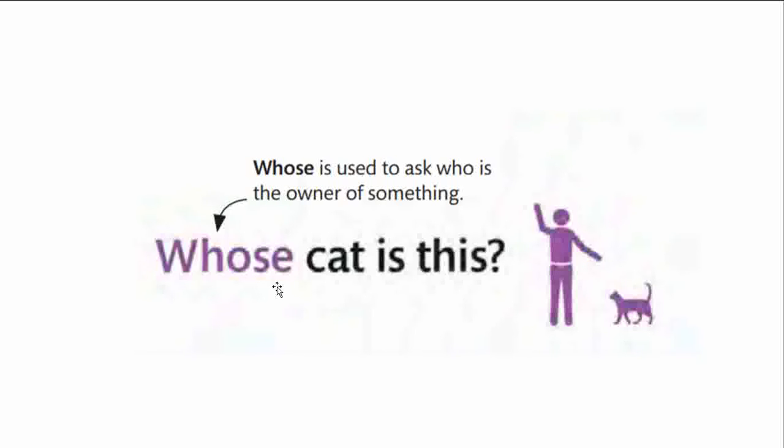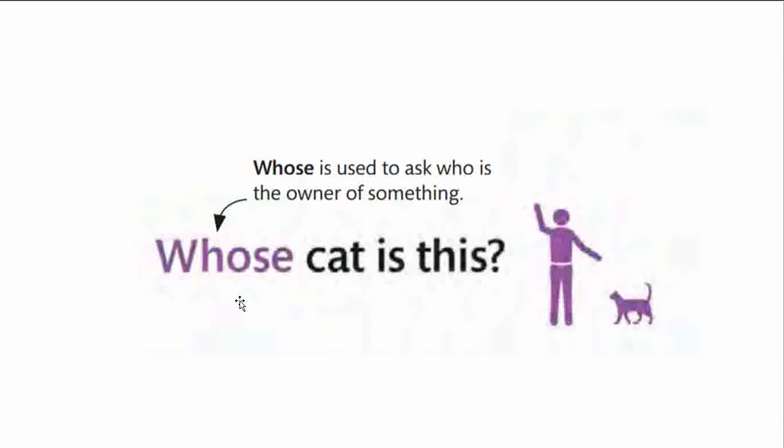The last one, which was given on the chart in the beginning, was whose. Whose is used to ask who is the owner of something. It is a possessive pronoun. Question tag, possessive pronoun. Whose cat is that? To whom does it belong? Whose is it? Whose coat is this? Whose bag is this? Whose. That means to whom does it belong?